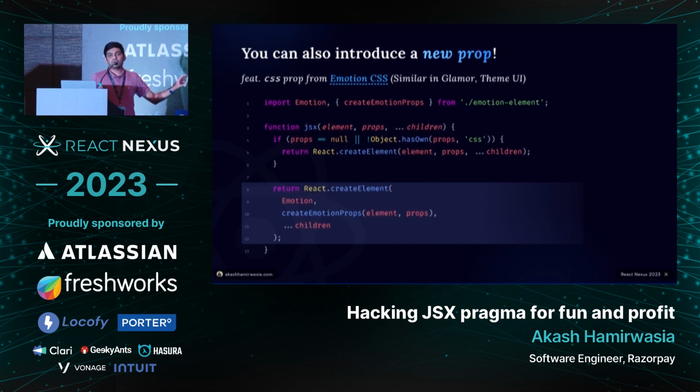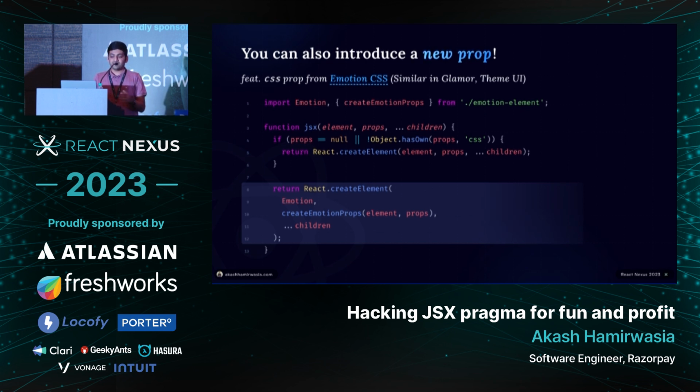Now the beauty of this code snippet is all the style generation logic is inside that Emotion component and createEmotionProps function. But by introducing a custom JSX function, they have exposed this functionality to your entire code base. So anywhere in your code, you don't have to think about importing Emotion. You can just use the CSS prop and tap into the functionality that the Emotion CSS library brings.